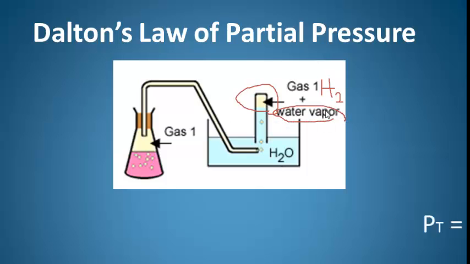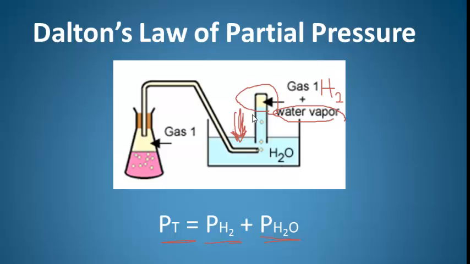So the formula for us in the lab will be pressure total, which is PT, is equal to the pressure of the hydrogen gas we collect plus the pressure of the water vapor. Since we're collecting it over water, water will vaporize and go into the gas collection tube as well as the hydrogen gas. Now, a couple of things we have to think about. What is the pressure total equal to? That's really the atmosphere, the pressure of the atmosphere pushing down on the water here. So that's this pressure pushing down.